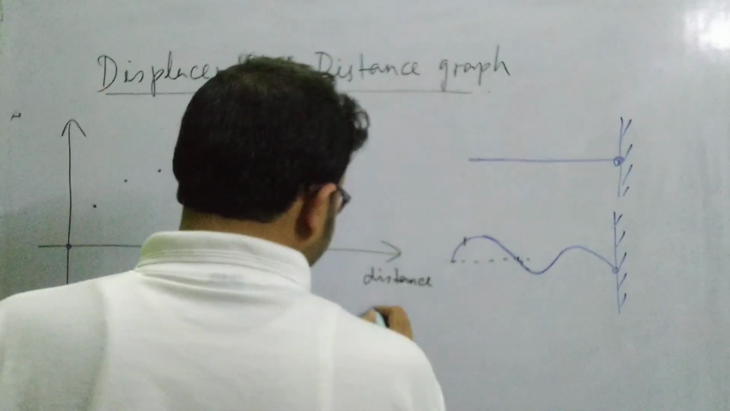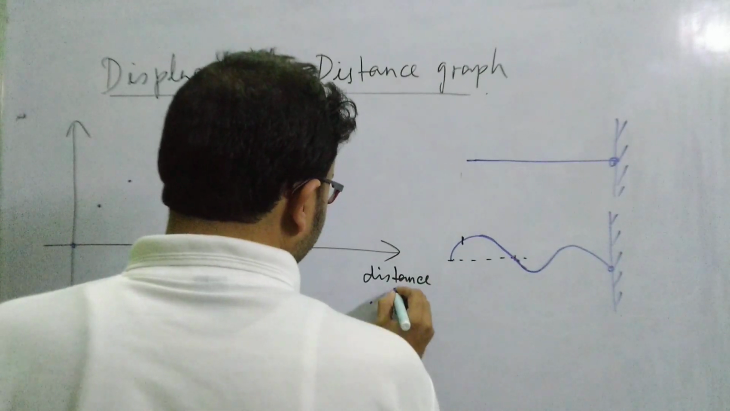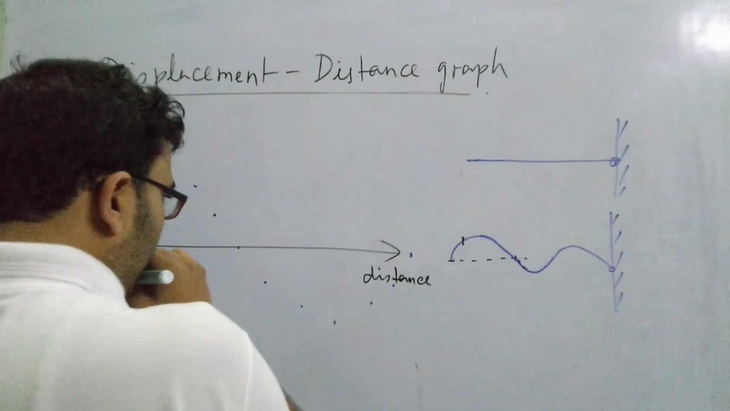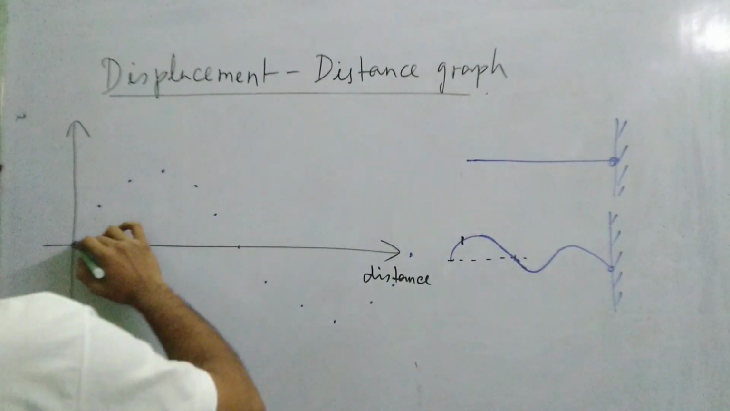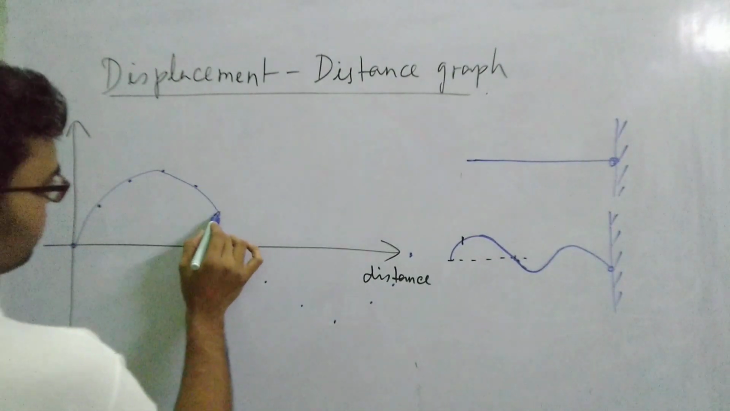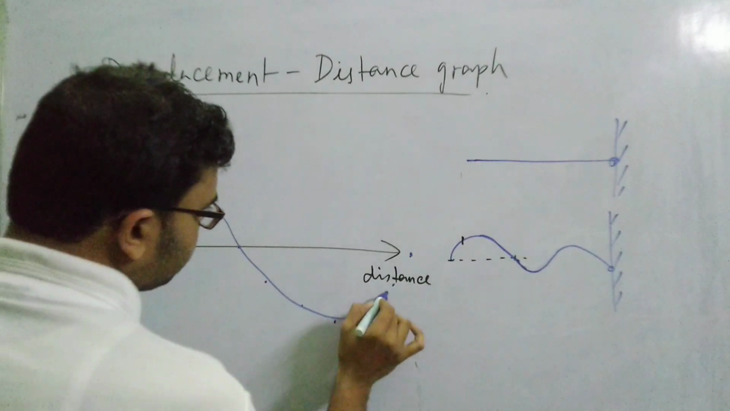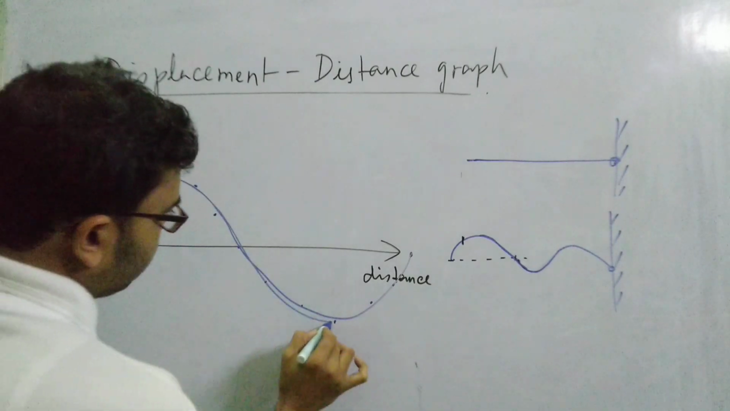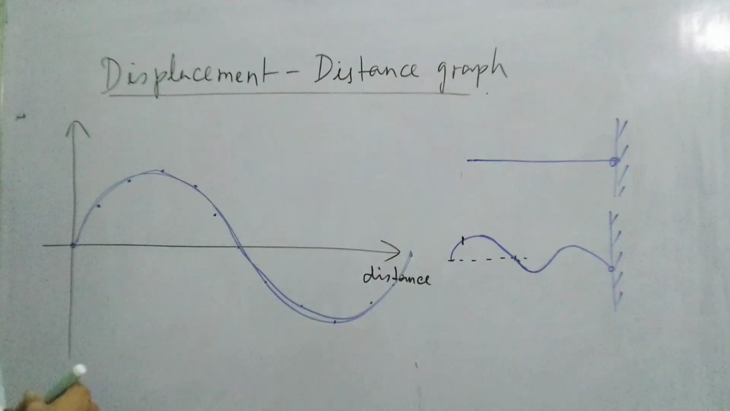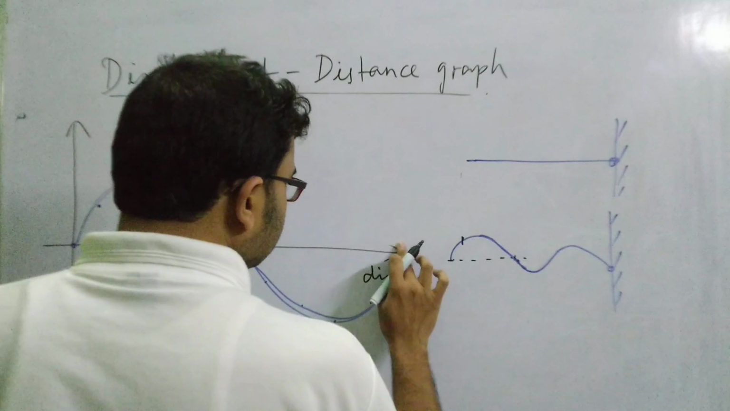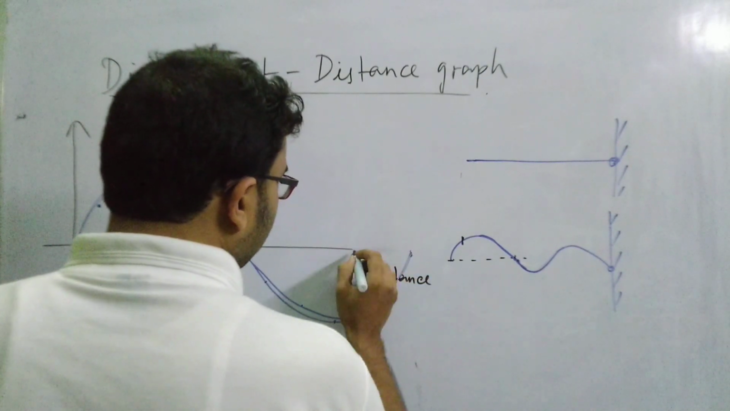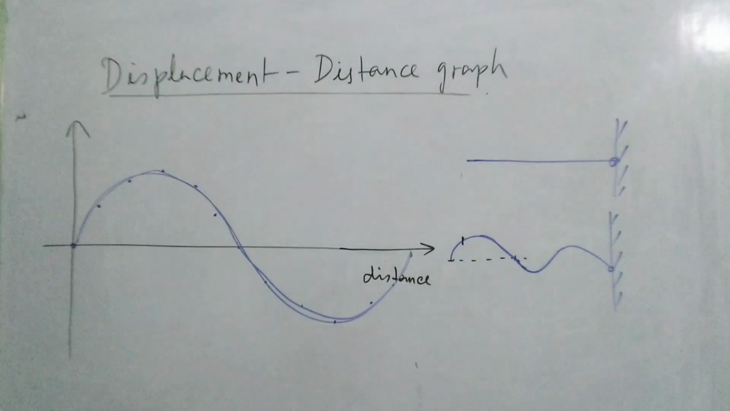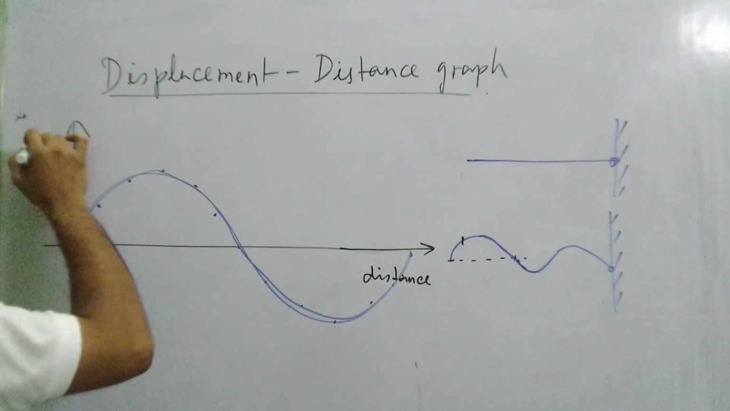And then again, if you plot the next point, it will be somewhat upward like this, and then somewhat again on the mean position. So the graph is actually something like the previous graph we plotted, when we plotted the displacement of a particular particle versus time. We obtained a similar graph like this. The shape of the graph is somewhat similar, but actually here we are plotting the displacement versus the distance.